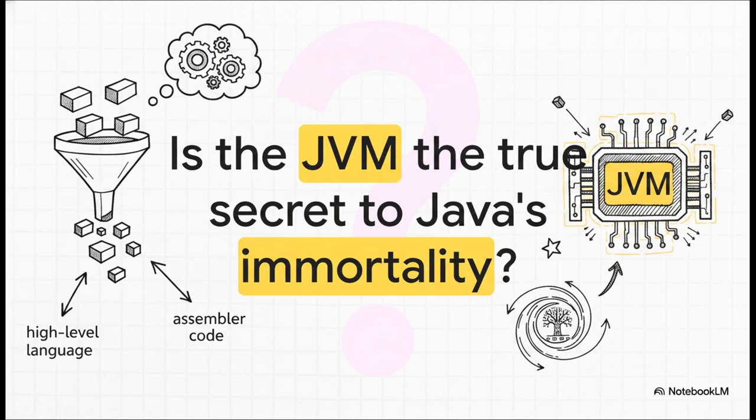So as we wrap up this explainer and reflect on the incredible journey your code takes from a high-level language all the way down to optimized assembler code, I want you to consider this. Maybe Java's enduring success over the last 30 years isn't actually about the Java language syntax itself. Maybe, just maybe, the true secret to its immortality is the incredible universal engine it runs on, the JVM.